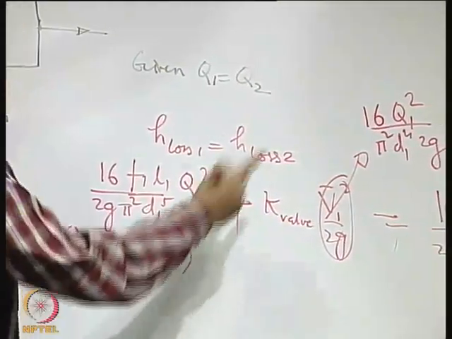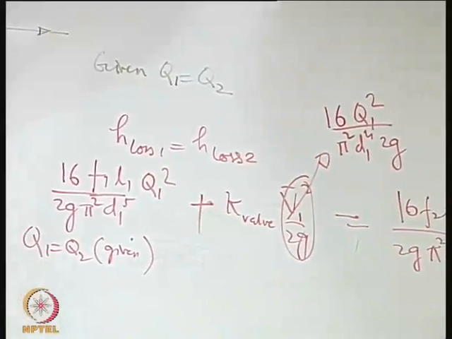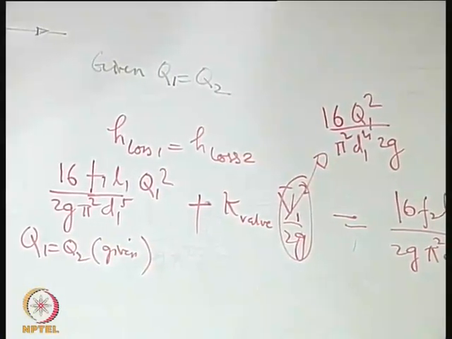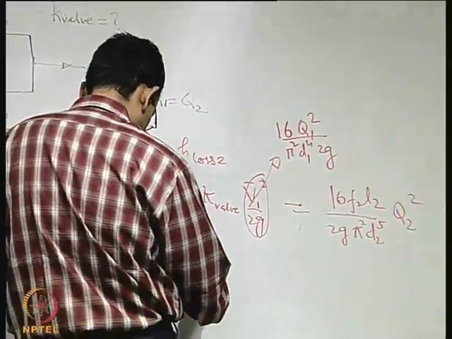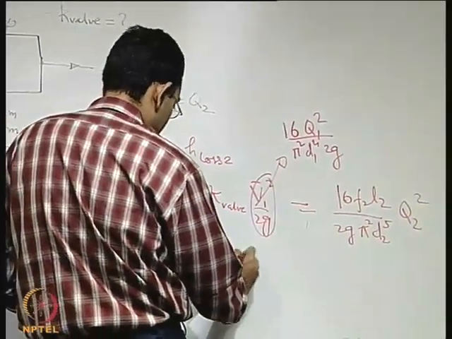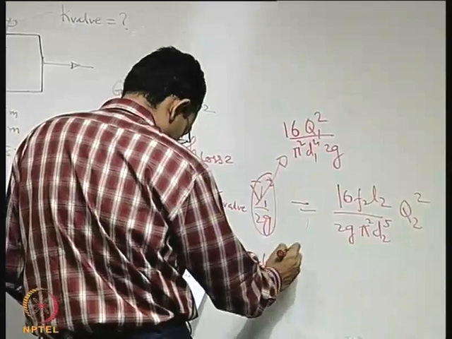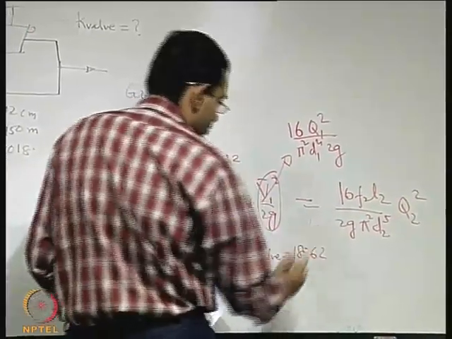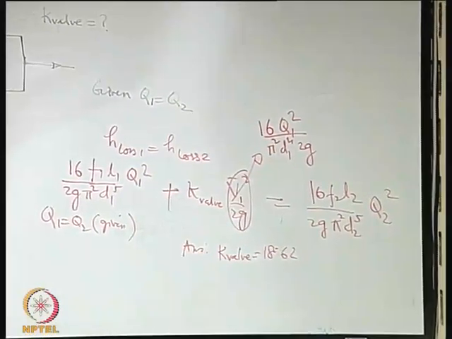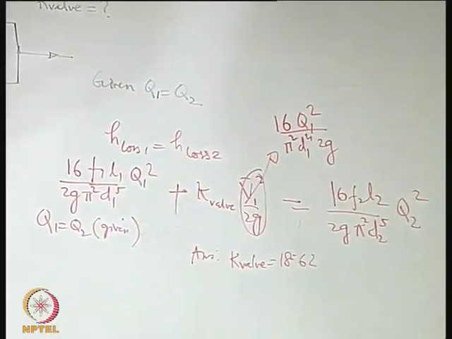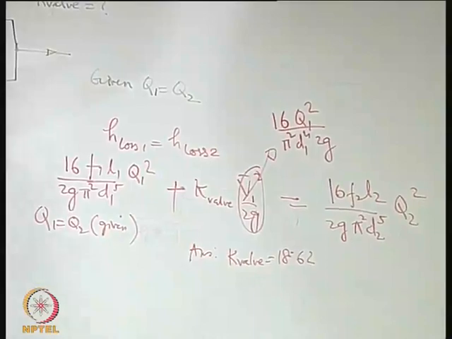So, you can cancel that from the two sides and get the value of the K valve straight away, a very simple exercise. The answer is K valve is 18.62. Next we work out another problem.